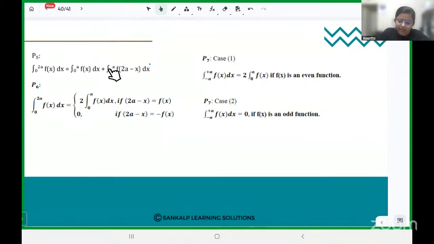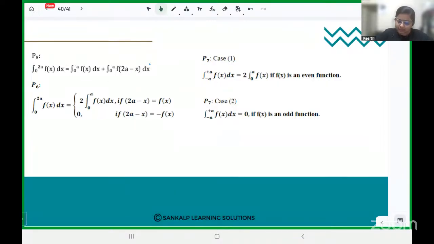Okay, plus integral 0 to a, but here it is f of 2a minus x into dx. Okay, so the next property is integral 0 to 2a f of x dx is equal to 2 into integral 0 to a f of x dx if f of 2a minus x is equal to f of x, and if f of 2a minus x is equal to minus f of x, the function takes the value 0. Okay, this can be proved using this property.